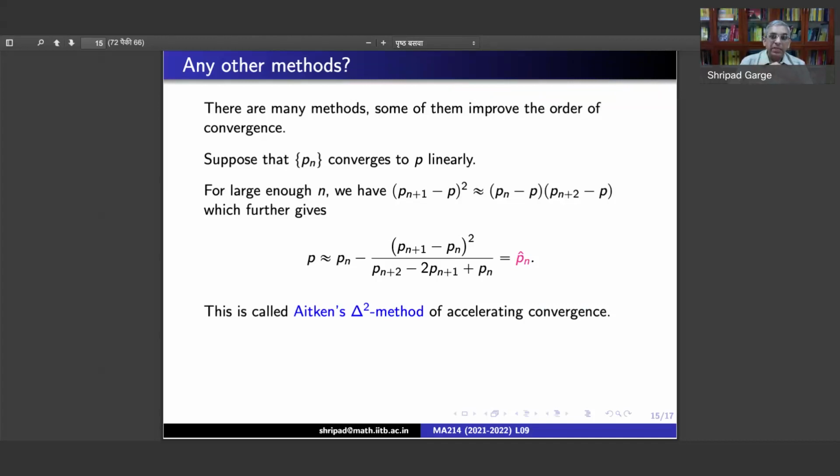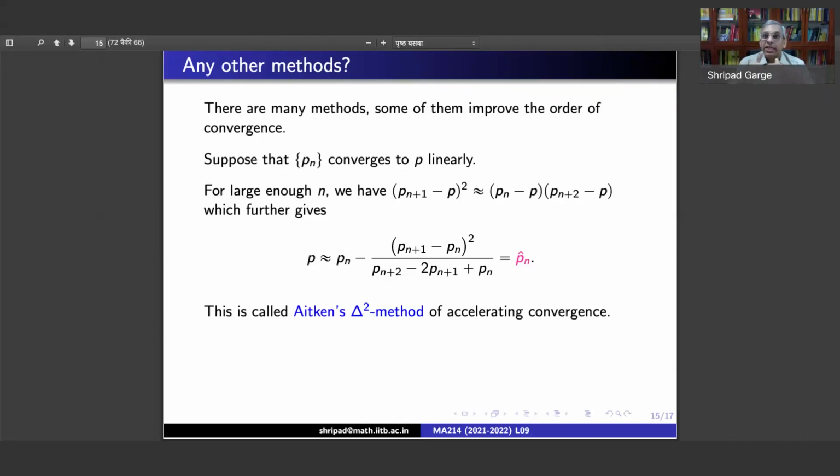Why delta square? Because delta of the sequence Pn is Pn plus 1 minus Pn. Delta typically stands for difference. So here we have the difference delta of Pn, which is Pn plus 1 minus Pn. Our numerator is delta of Pn whole square, and the denominator is the delta of delta.